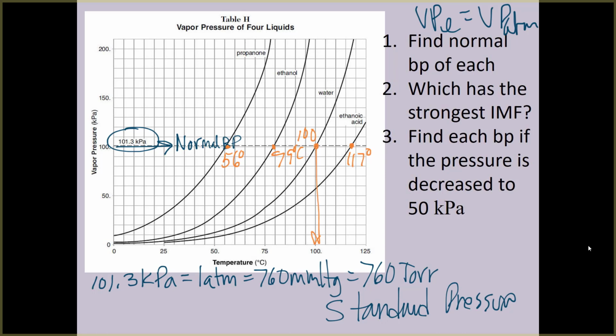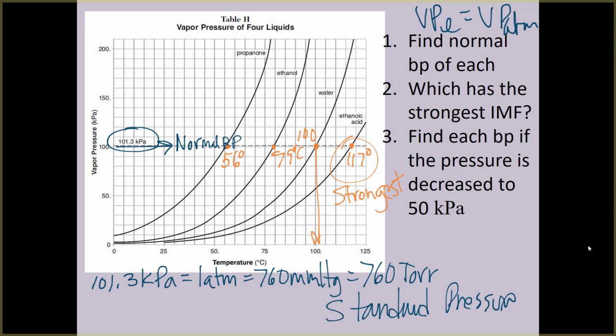Notice the overall trend that as the temperature increases, my vapor pressure increases. So this is why we heat our water on the stove to boil it, is what we're doing is we're manipulating the vapor pressure. All right, question number 2, which has the strongest intermolecular force? Well, it's going to be the one that we had to put the most energy into getting it to boil. And so the strongest one would be this last one. And so really it goes from weak to strong as we go across. And then number 3, find the boiling point if the pressure is decreased to 50 kilopascals.